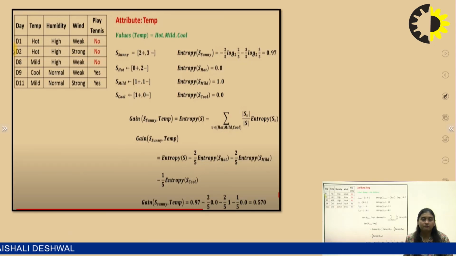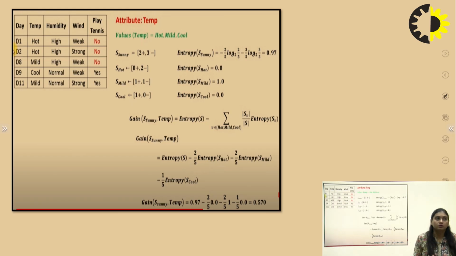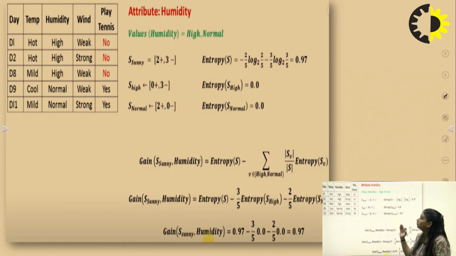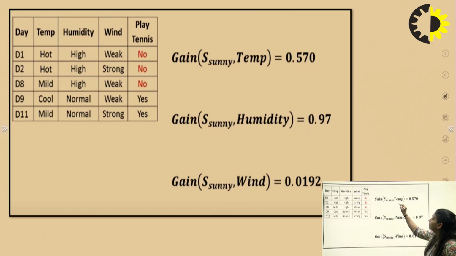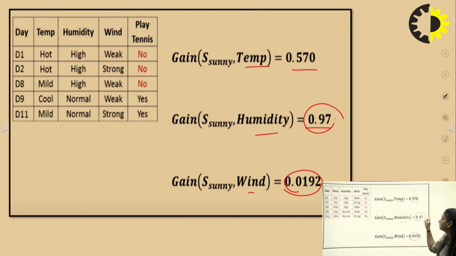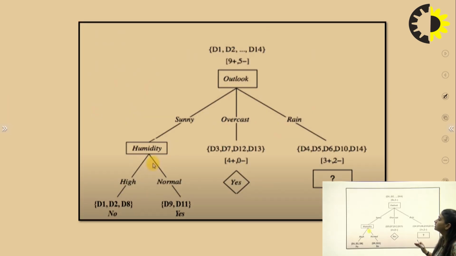So again, we have to repeat the same things for the temperature, for the humidity, and for the wind. On the basis of that, we come up with these values, like gain for the temperature is 0.5, for the humidity is 0.9, for the wind it is 0.01. So the gain for the humidity is 0.97, which is the highest. So we can say that the next attribute will be humidity.